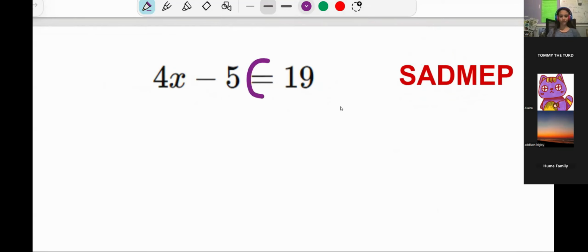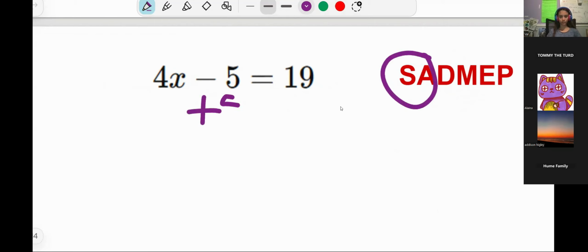Anytime we see the equal sign, I know that I'm going backwards. Instead of PEMDAS, it's now SADMAP. Now I'm looking for add or subtract. I would do that first. And when we solve equations, we're always doing the opposite operation.